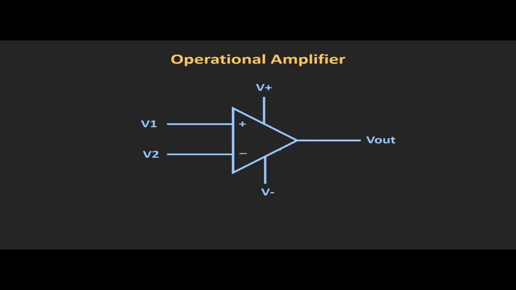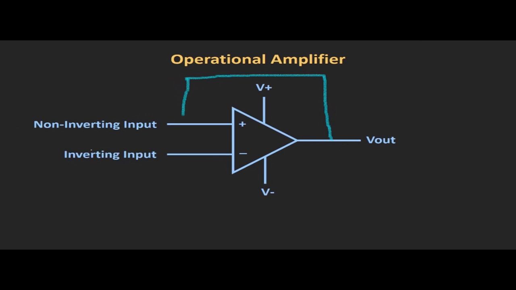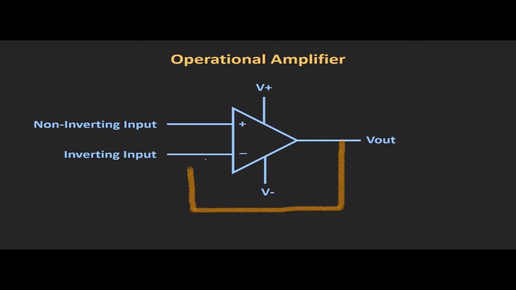So there are two ways by which we can apply this feedback. One is providing the feedback from output to this positive input terminal, or let's say non-inverting input terminal. And the second is providing the feedback from output to this inverting input terminal. Now whenever we are providing the feedback from this output to this non-inverting input, that kind of feedback is known as the positive feedback, because here a fraction of the output voltage is getting added to this non-inverting input. Now whenever in any system we are using the positive feedback, this positive feedback leads that system into instability.